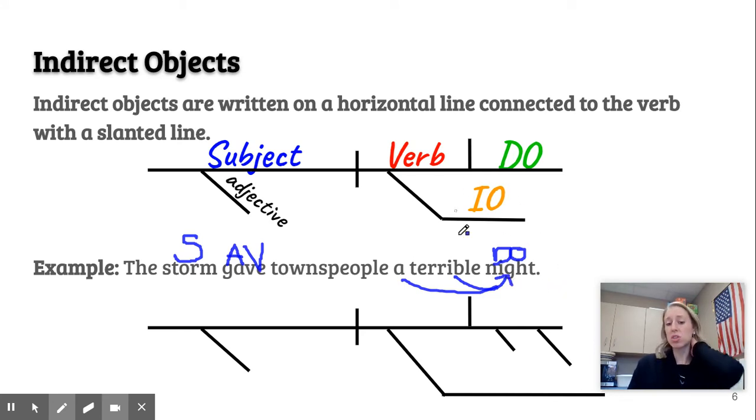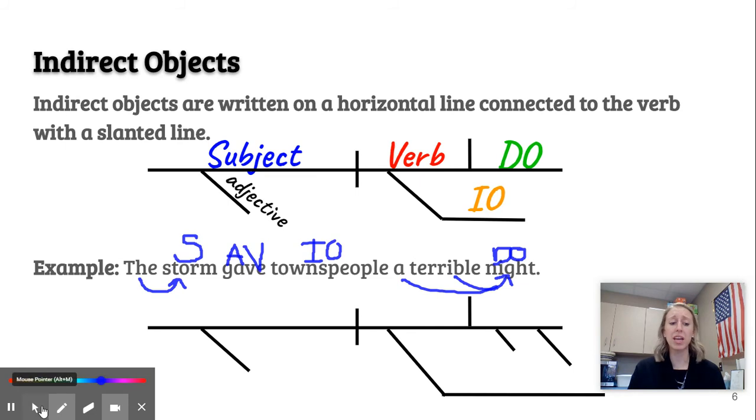Then we ask our indirect object question. Now remember, our indirect object always has to come between the verb and the direct object. So to ask our indirect object question, we ask to whom or for whom. So the storm gave a terrible night to whom? And obviously the only answer and word left is townspeople. So townspeople is our indirect object. This first the is modifying storm. So make sure you draw that arrow too.